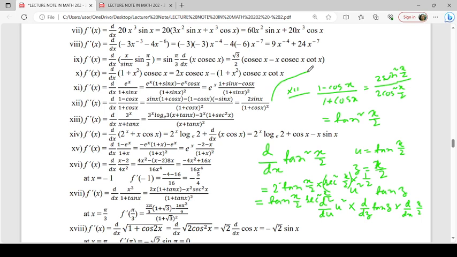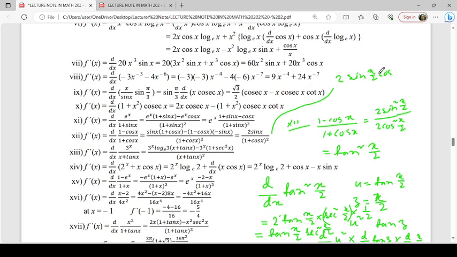So if we write it in the half angles, it is 2 sin x by 2 cos x by 2 divided by 1 plus cos x, which is 2 cos square x by 2, whole square. Will you get it?